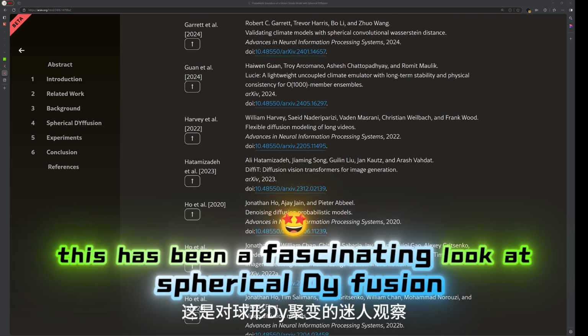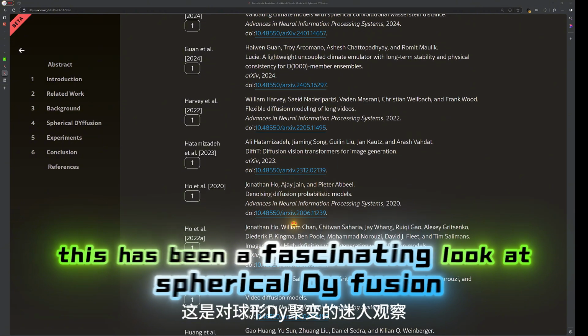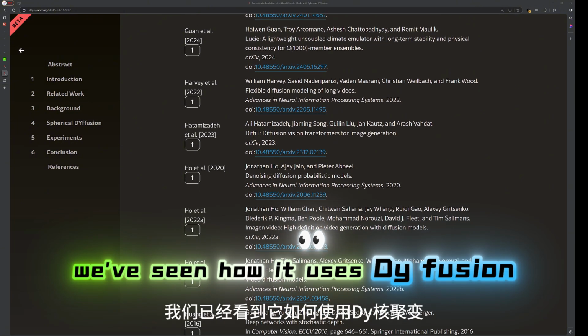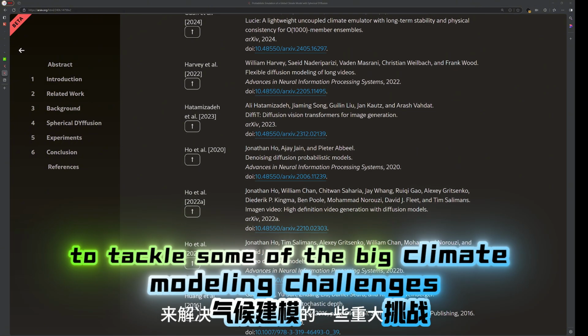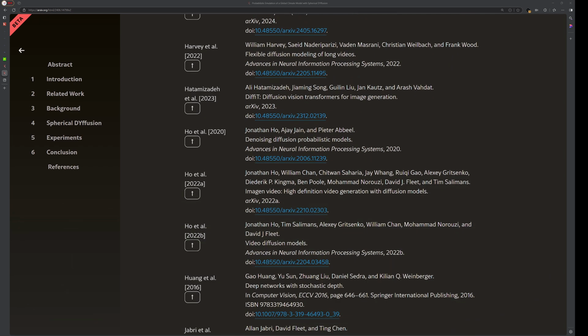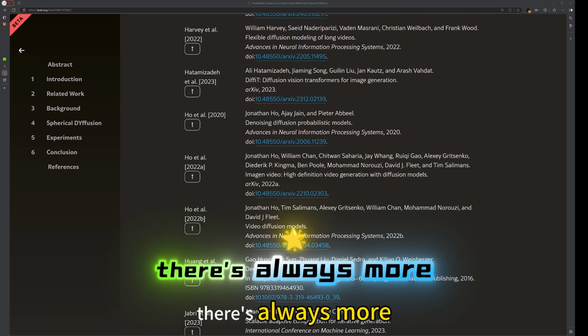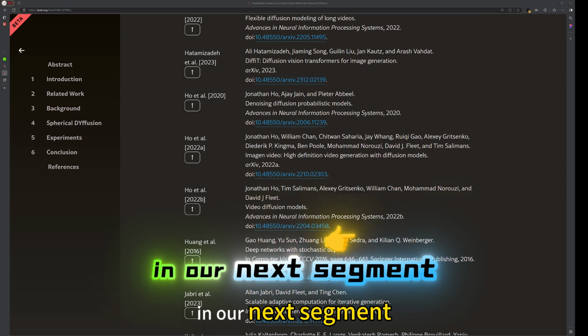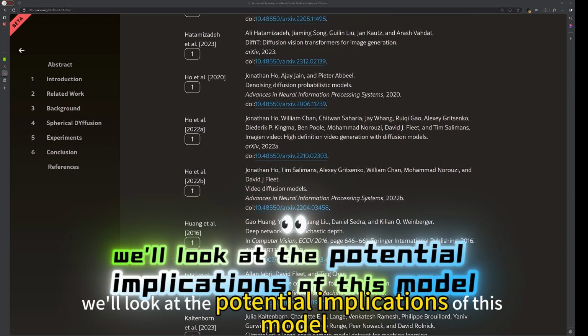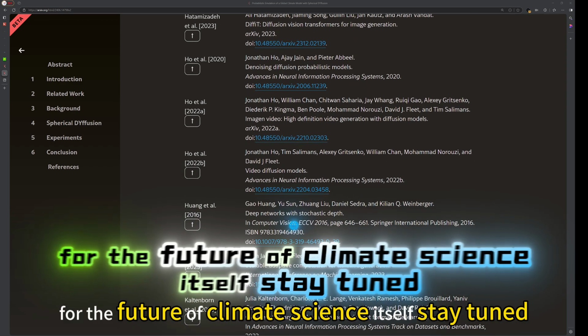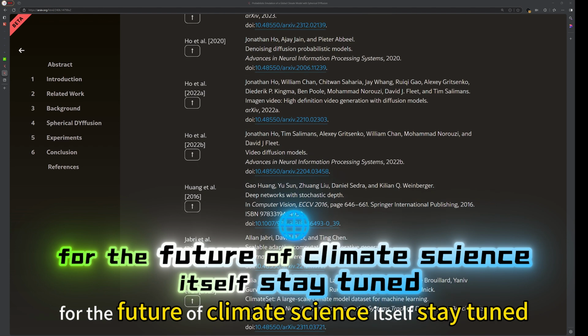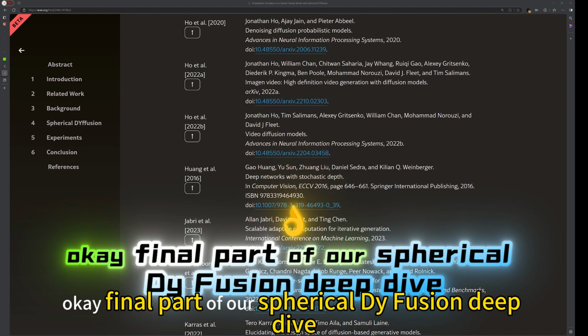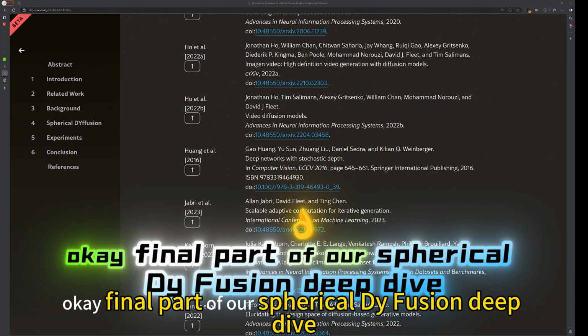This has been a fascinating look at spherical DYffusion. We've seen how it uses DYffusion and SFNO to tackle some of the big climate modeling challenges, but I feel like there's more to uncover. There's always more. In our next segment, we'll look at the potential implications of this model and what it could mean for the future of climate science itself. Stay tuned.